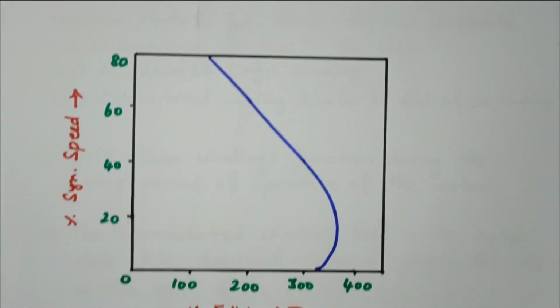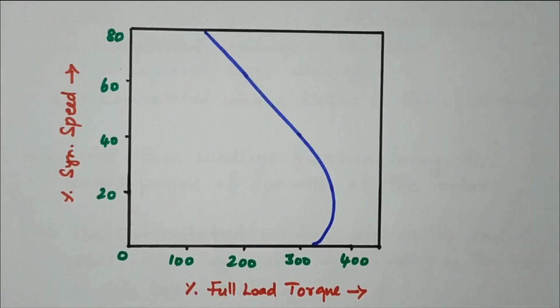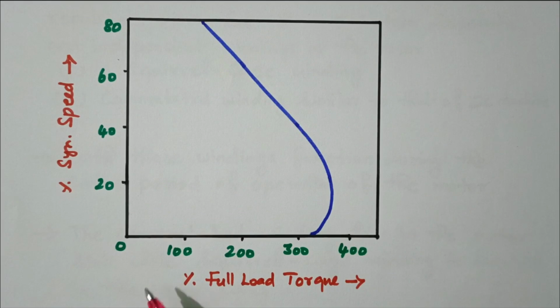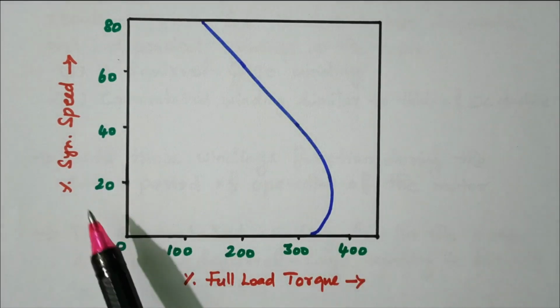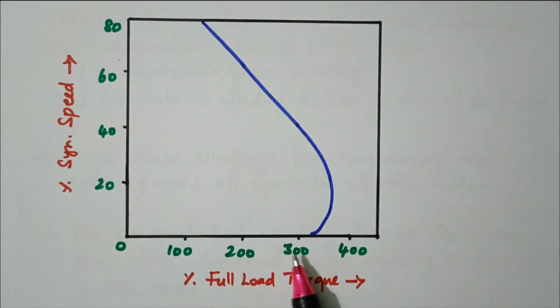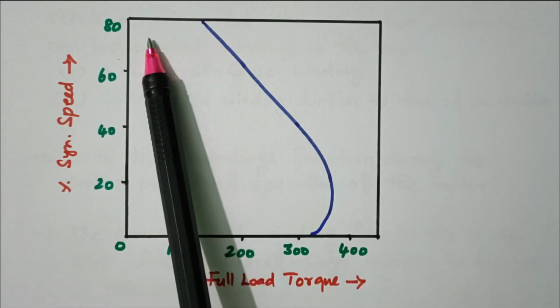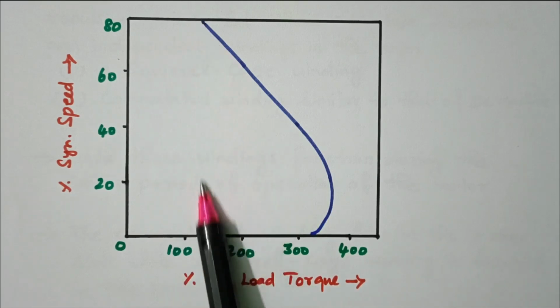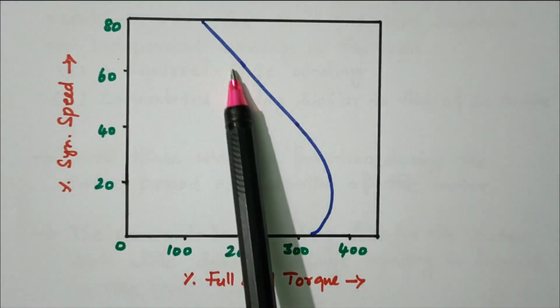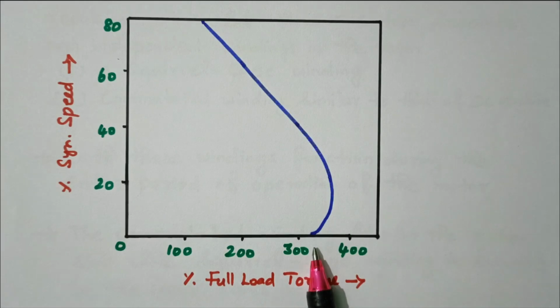Now we'll see the speed torque characteristics. The x-axis is torque and the y-axis is speed, up to synchronous speed. Approximately 350% of starting torque is available, even at zero speed. At 80% of the speed, the torque is about 150%. If the speed increases further, the torque decreases. Now we'll see the other details.